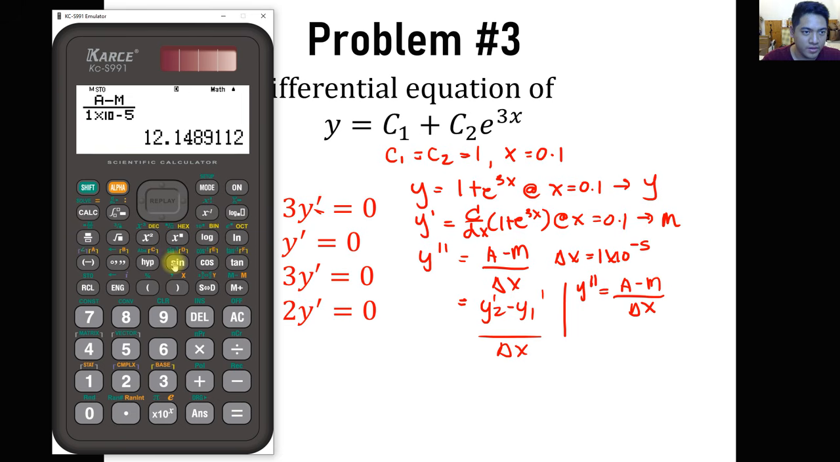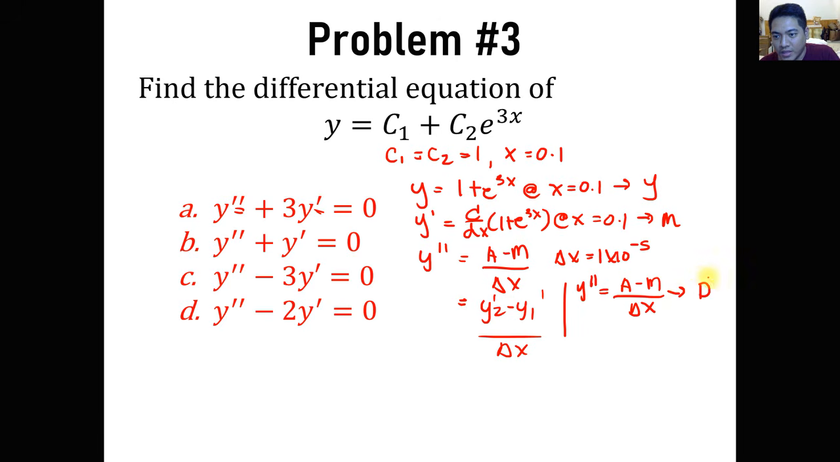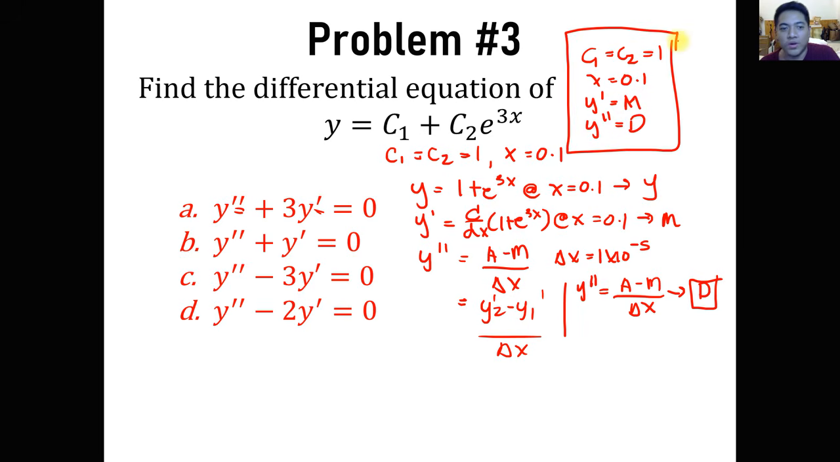Okay, shift store it to d. So again, we have to shift store it to d. Meaning, we have c1, c2 equals 1. We have x equals 0.1. We have the first derivative equals to m, and we have the second derivative equals to d. Okay, so now time to go with the choices.